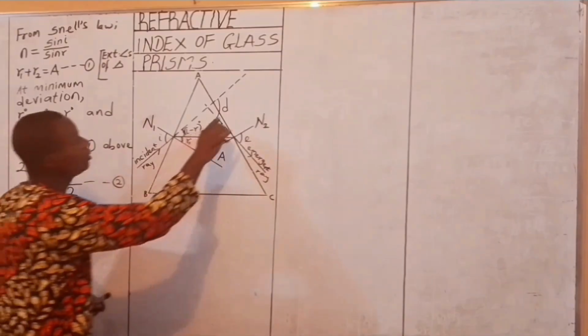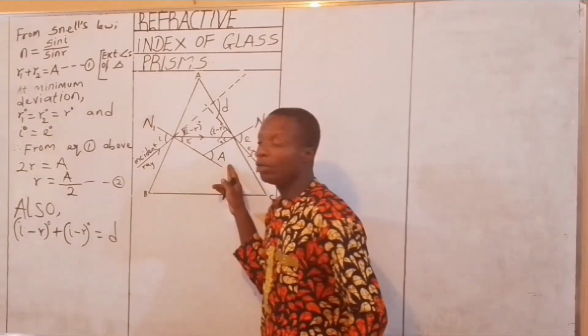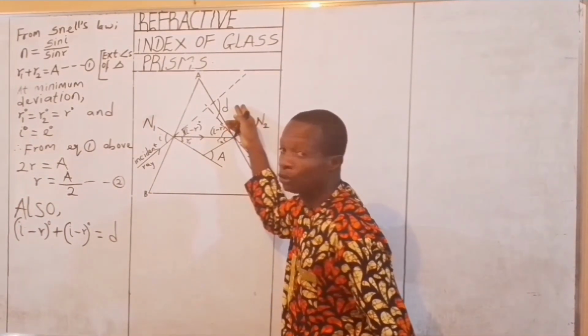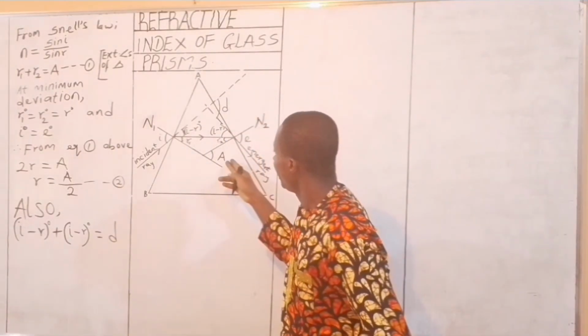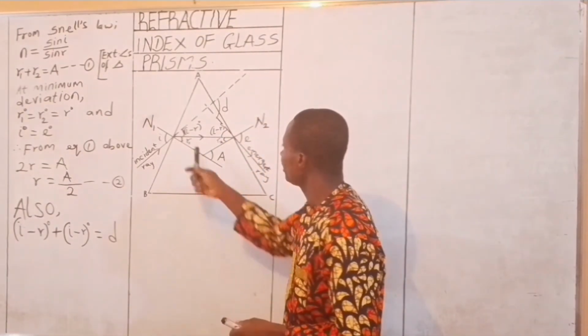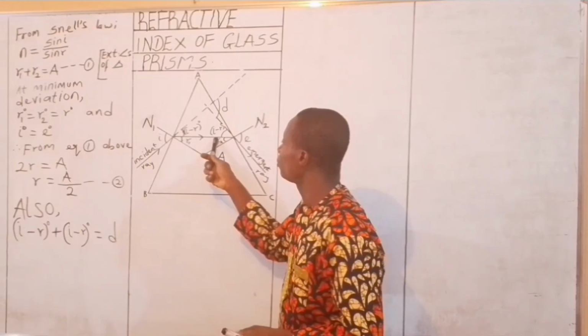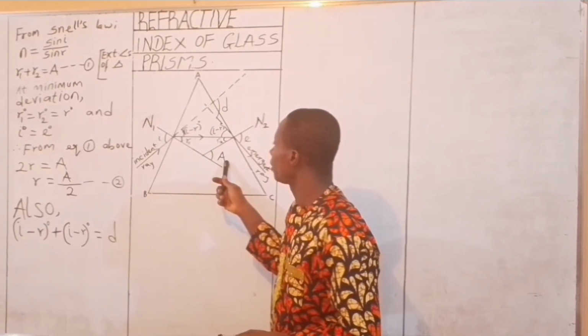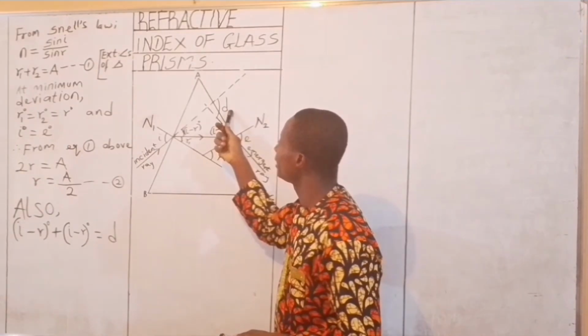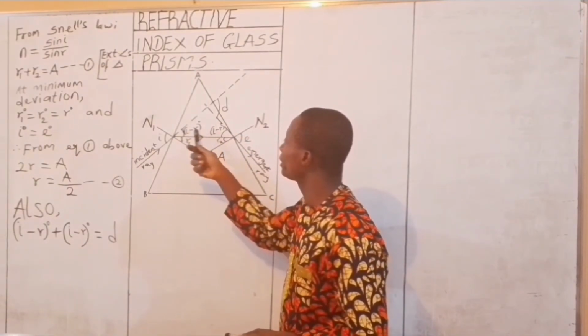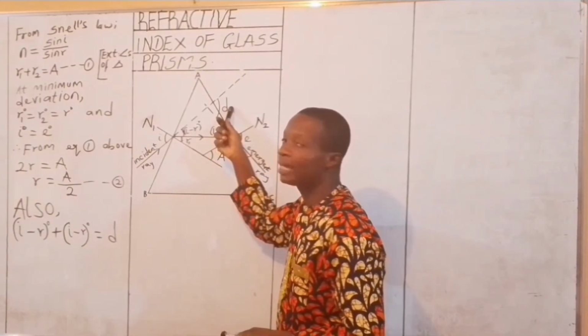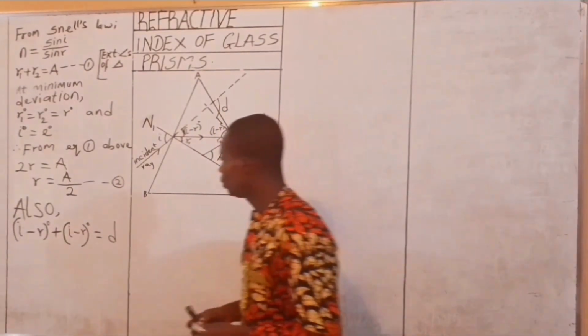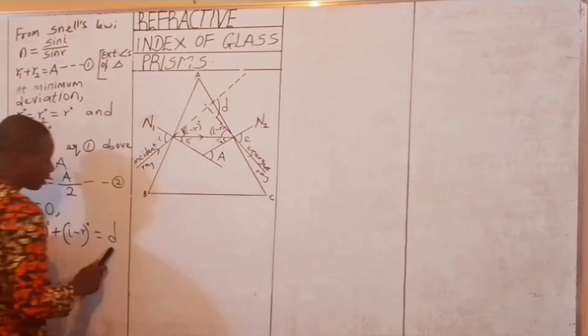The same reason we used at the lower triangle, that's what we are using here too. Because here, the two opposite interior angles, when added, give you the exterior angle. If you add these two opposite interior angles, you get this exterior angle. So that's why we are having D here.